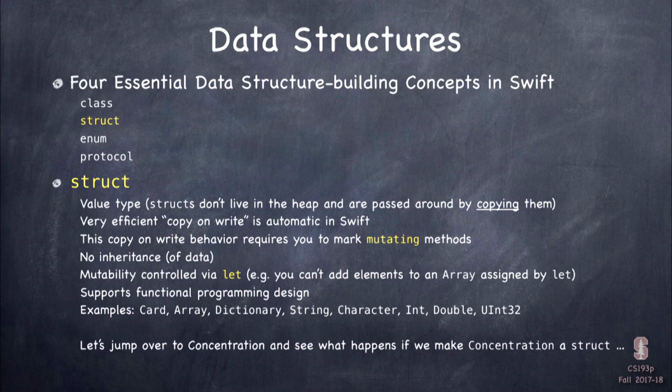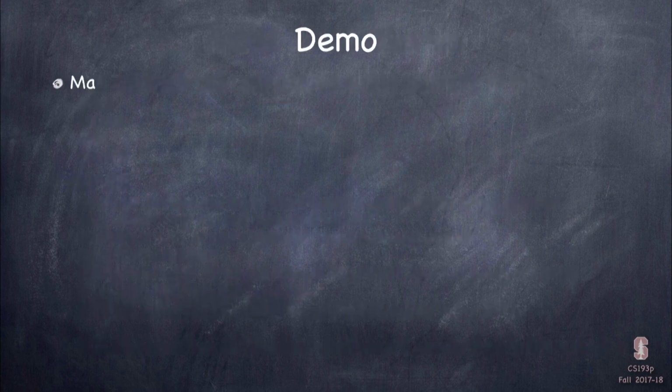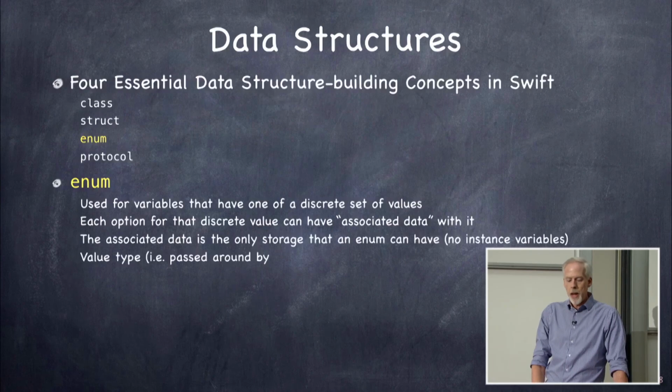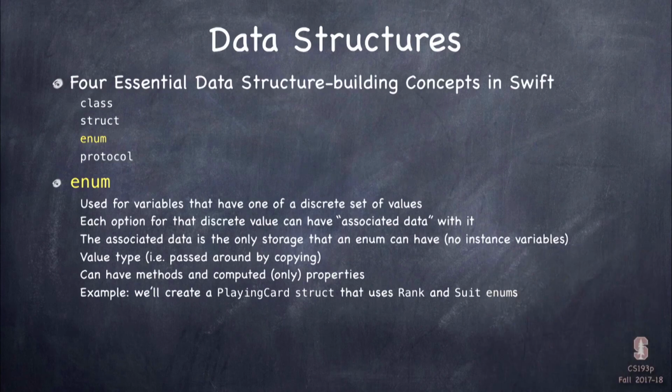And I have here, let's jump over to concentration and see what happens when we make concentration a struct. How about I start off the next one with that, because we're pretty much out of time here. Enum, so this is the demo, which I'll do next time. And then enum here, we've already just covered, so I'm not going to talk about it. Another value type, discrete values. It also can have the same kind of functionality inheritance.